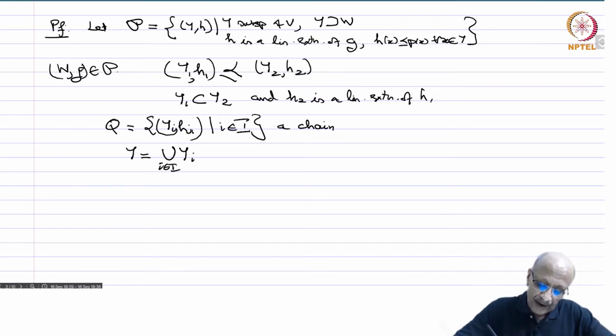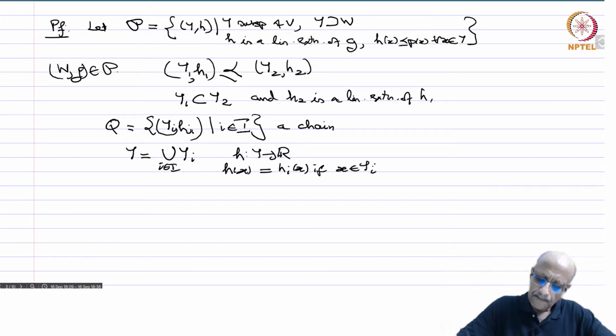So this is a subspace, and you define H on Y to R such that H of x equals Hi of x if x belongs to Yi. Again, this is well defined because if x belongs to Yi and Yj, then it will belong to the bigger one because they are comparable, and therefore Hi of x will be the same as Hj of x. So it does not matter, this is well defined because of the fact that you are dealing with a chain. That is the important thing. And then clearly H is obviously a linear extension of G.